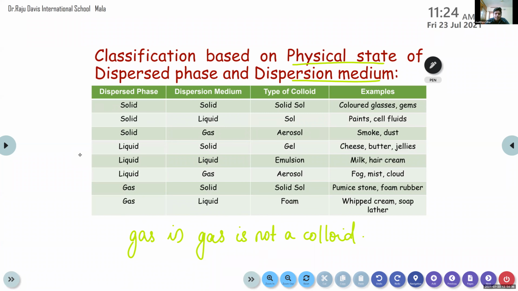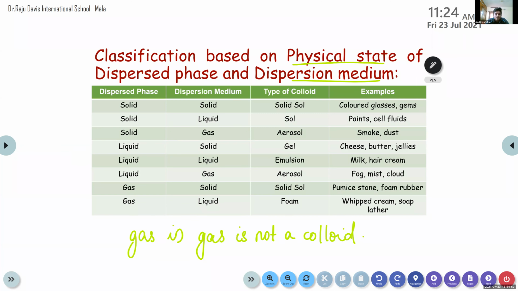Then liquid in gas is again aerosol, example fog, mist, cloud. Then gas in solid is solid sol, example pumice-stone, foam, rubber, etc. Then gas in liquid is foam, example whipped cream, soap, lather, etc. Okay. Gas in gas is not considered as a colloid.